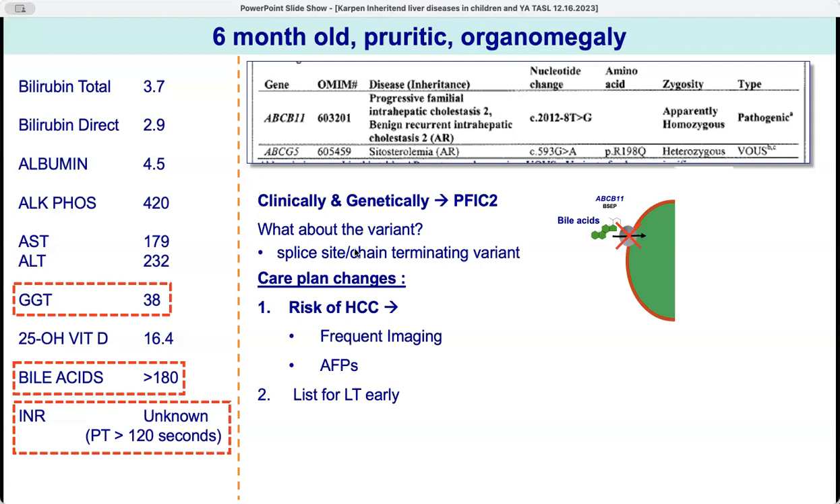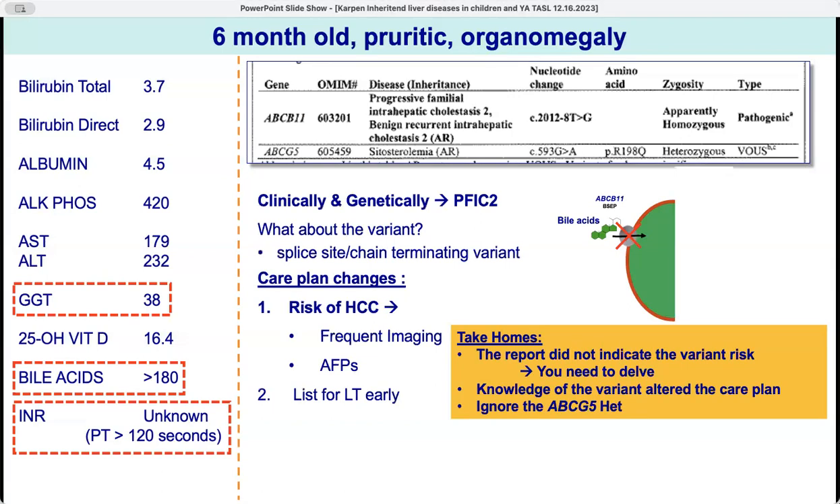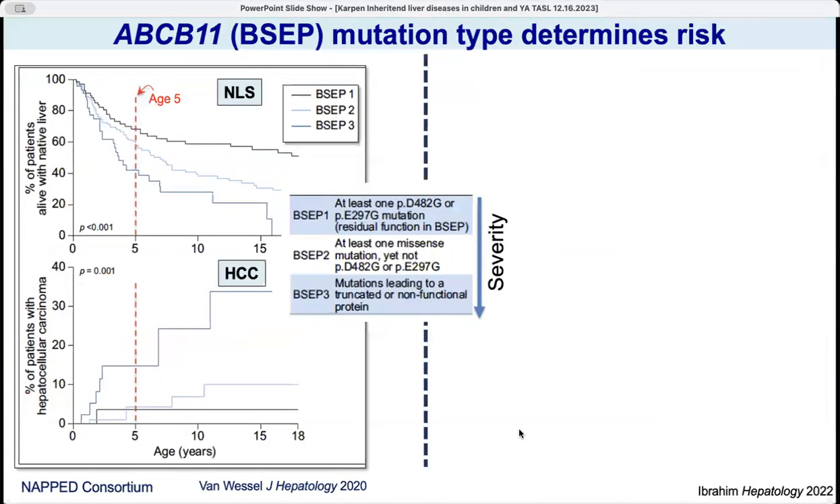Well, it ends up being, if you look deeply, a splice site or chain terminating variant. And as you'll see on the next couple slides, there is a significant risk of hepatocellular carcinoma. This changes the plan, knowing the variant. And this child was listed for liver transplant early. So take homes from this: the report didn't indicate the variant risk, so there may be times that you have to look yourself. Knowledge changed the care plan, and there's this het here in the sitosterolemia gene, one of them, ABCG5. Just ignore it for now.